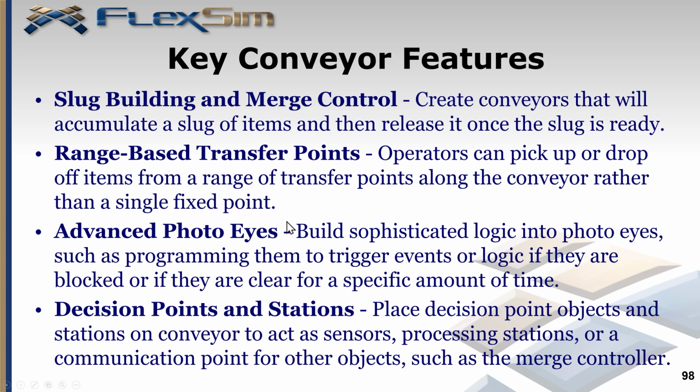We have improved photo eyes. We can build more sophisticated logic into photo eyes, such as programming them to trigger certain events or logic when they are blocked, or if they are clear for a specific amount of time. We can also make precise adjustments to the height of the photo eyes and the angle they are pointing on the conveyor, replicating real-life behavior.